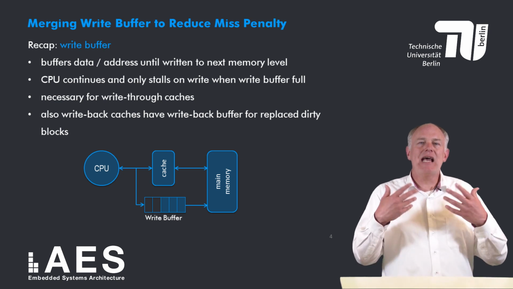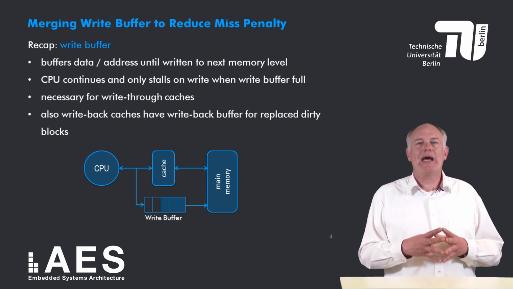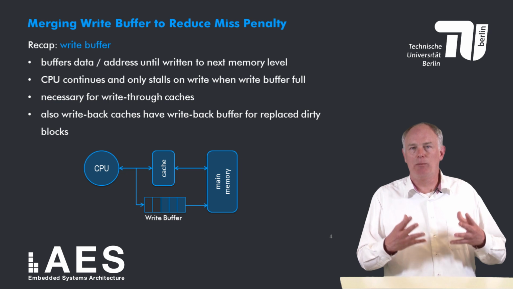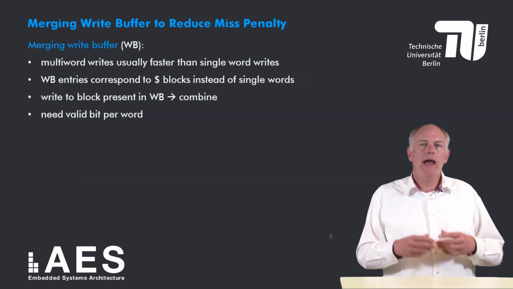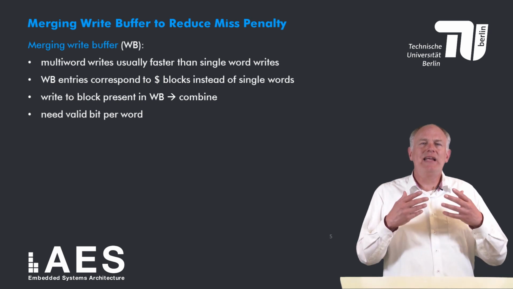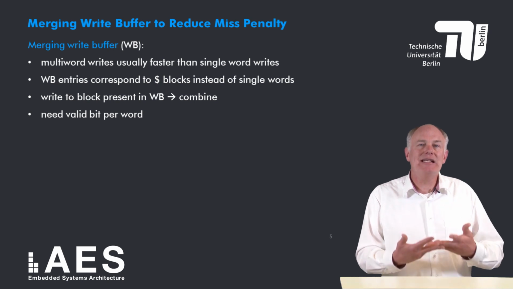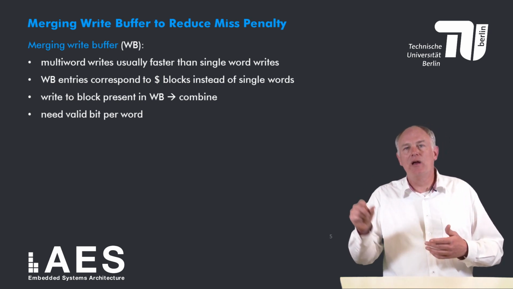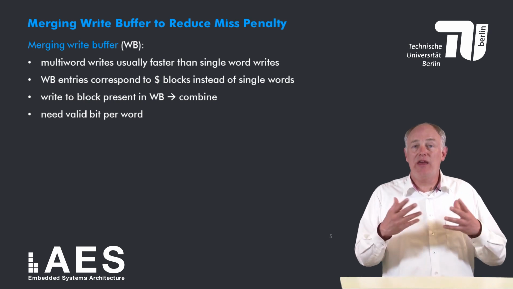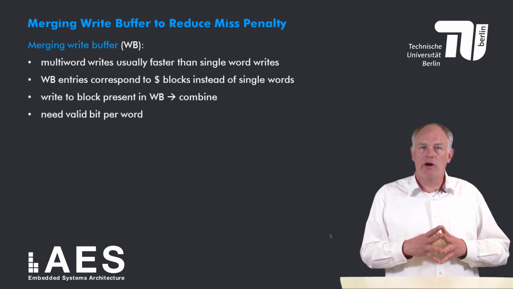A write buffer is absolutely necessary for write-through caches, but also write-back caches employ a write-back buffer for replaced dirty blocks. A merging write buffer is based on the observation that writing multiple words contained in a cache block is usually faster than writing several single words. The entries of a merging write buffer, therefore, correspond to cache blocks rather than single words.